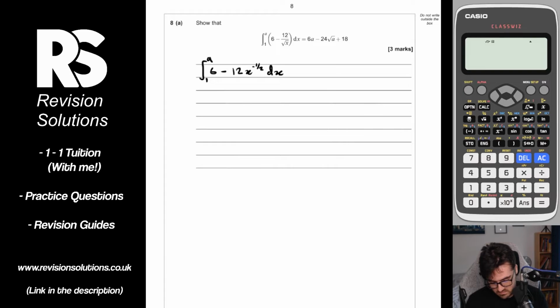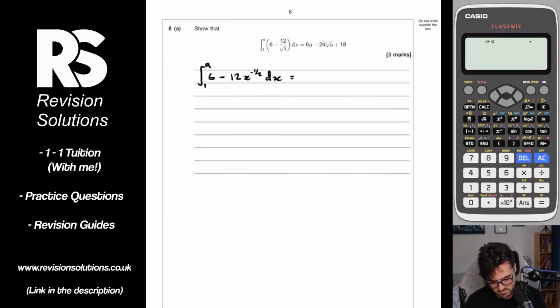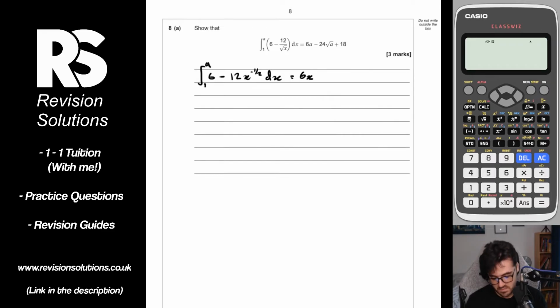So let's actually do the integral now. That would be 6 would integrate to 6x. So 6x. And then raising the power by 1 on the x term, that would be x to the half. And dividing 12 by a half, we'd get 24. So it would be minus 24x to the half. And then need to plug in our limits.